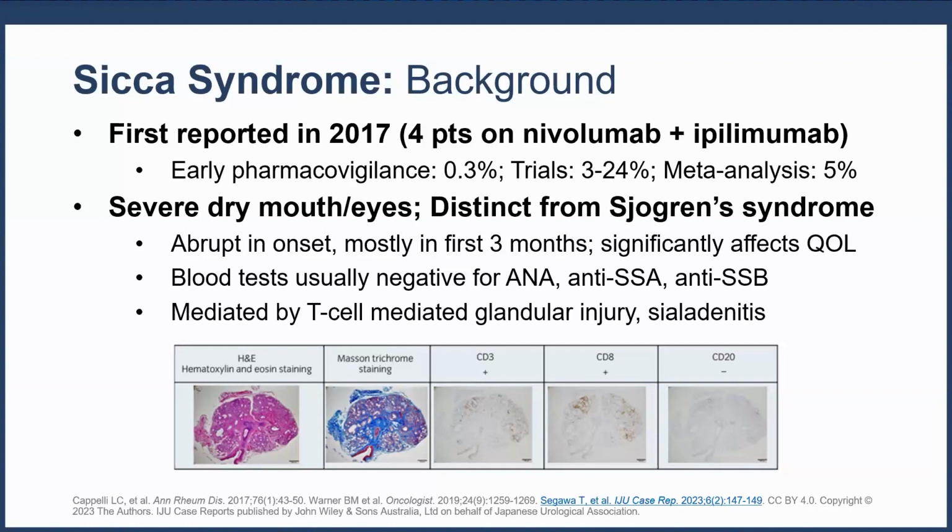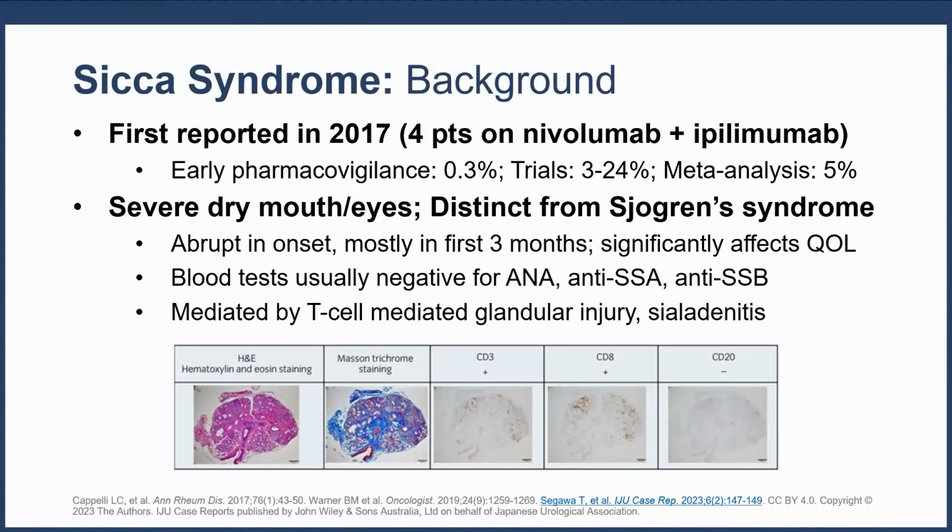There are some distinct characteristics that set Sicca syndrome apart from Sjogren's syndrome. I think it's important to point out that we are not causing Sjogren's syndrome with immune checkpoint inhibition, because that is an incurable autoimmune disorder that significantly affects quality of life long-term, chronically, for patients that suffer from that. Now, Sicca syndrome does have similarities to Sjogren's syndrome, and in some ways, it can significantly affect quality of life long-term. But the big differences, I think, number one would be that Sicca syndrome is generally very abrupt in onset after immune checkpoint inhibition, and usually within the first 3 months of treatment.